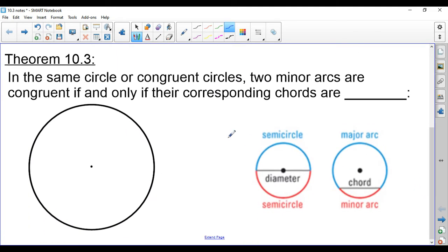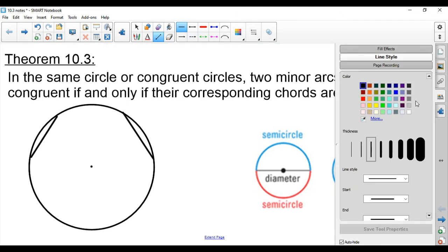We have a theorem that says in the same circle or congruent circles, two minor arcs are congruent if and only if their corresponding chords are congruent. So if I have congruent chords, I can put them anywhere in the circle. If these are congruent, then the minor arcs that go with them must be congruent, and vice versa.